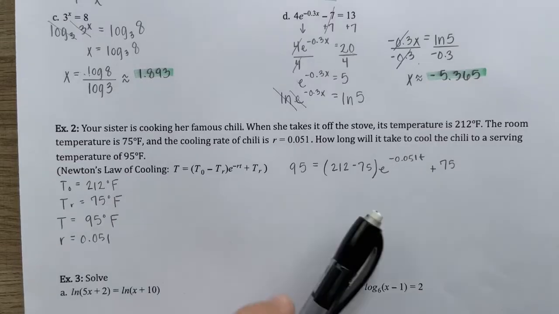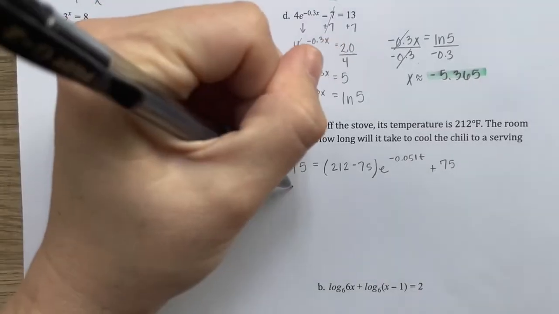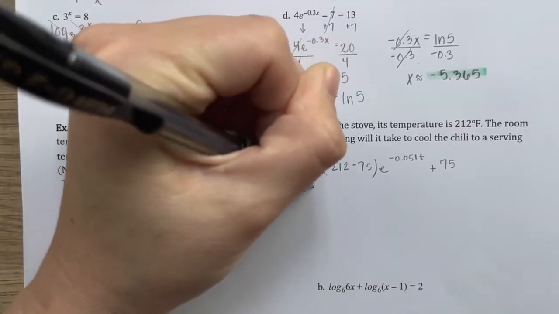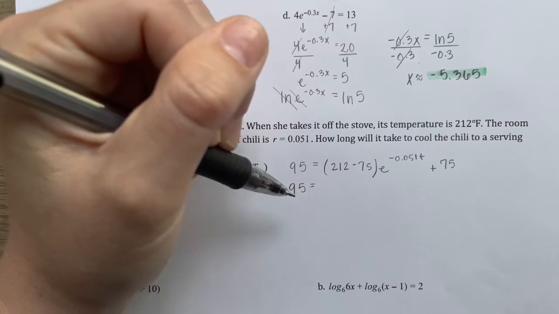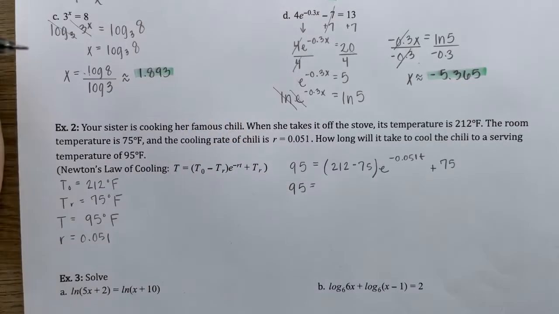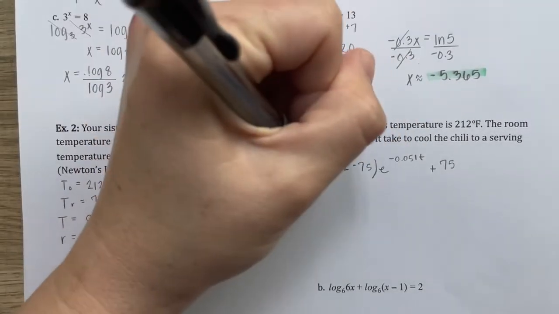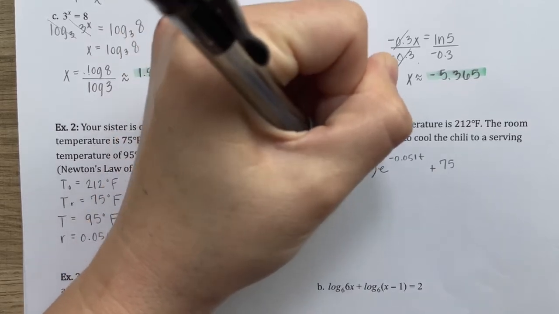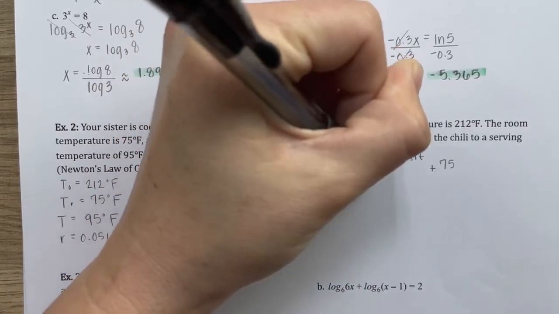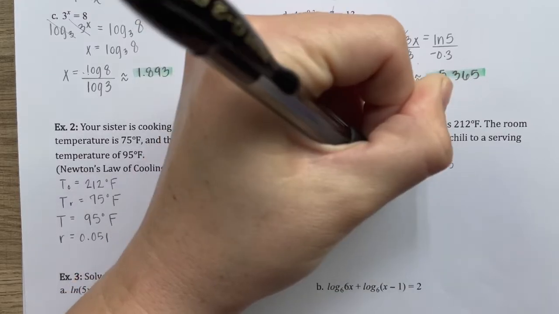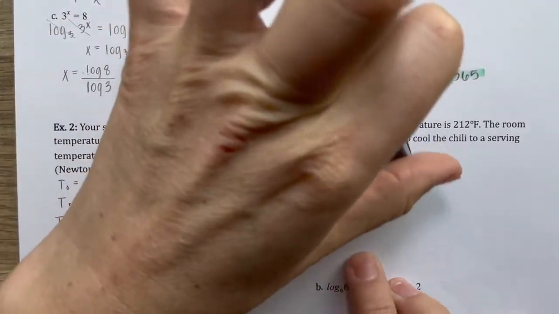And now we can start simplifying. We'd simplify the inside of the parentheses first. So 95 equals 212 minus 75 is 137, times E raised to negative 0.051 T, and then plus 75.